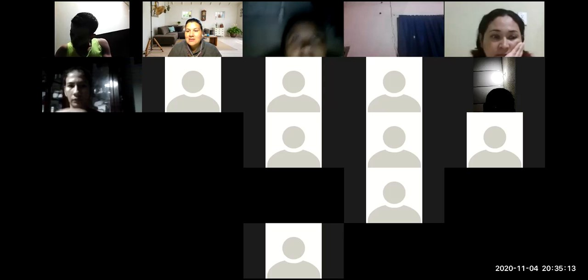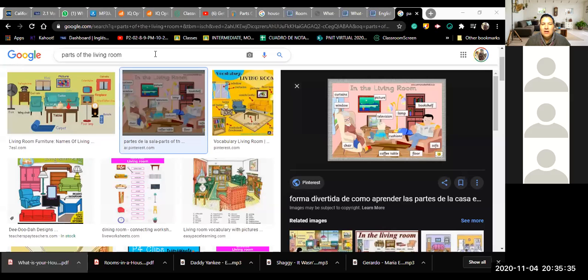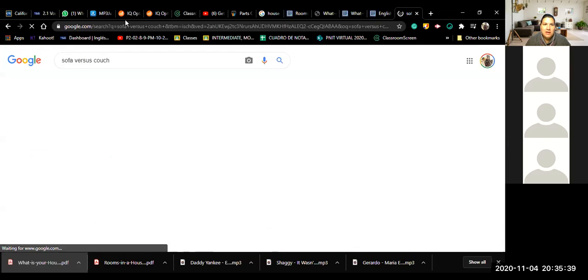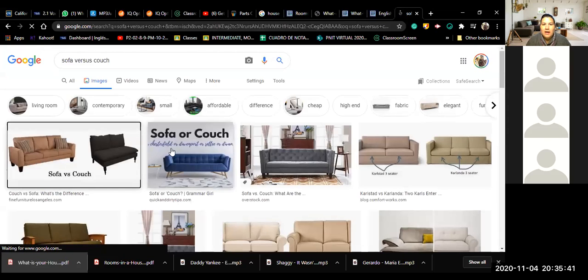My living room has... ¿Cuántos sillones? Por ejemplo, my living room has three... Sofa three or couch? Sofas. Three sofas. Okay. Les quiero explicar la diferencia entre sofa y couch. Hay una diferencia. Ahorita les explico. Okay.